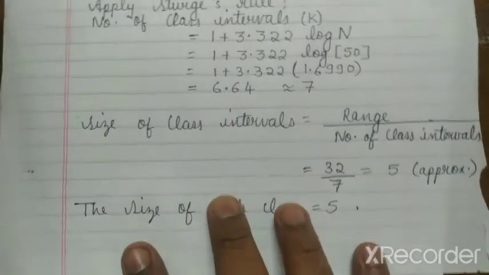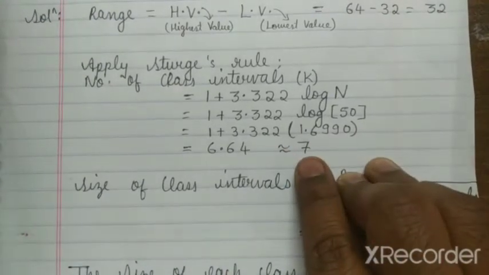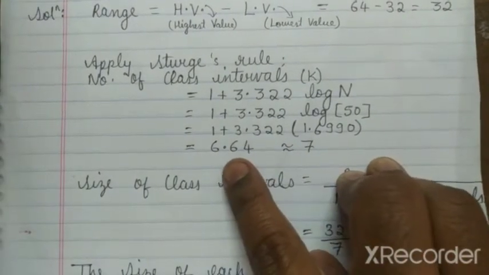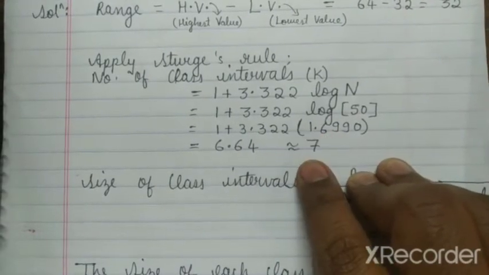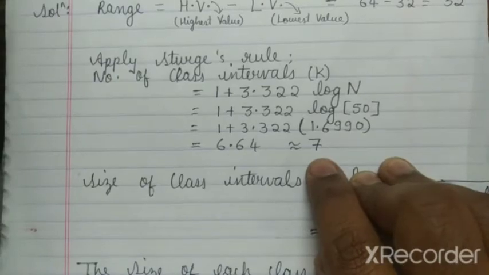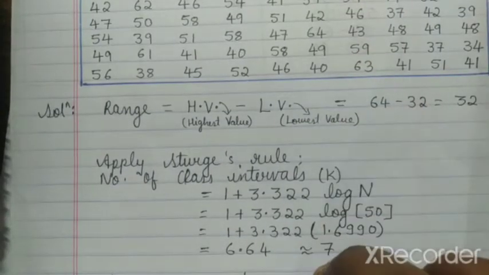Now the next thing is the size of the class interval. So we know that now the answer for this is 6.64. Approximately it is equal to 7. So 7 class intervals will be there, that is 7 groups will be there. So we know that 50 items are to be distributed into 7 groups. So how can we do that?